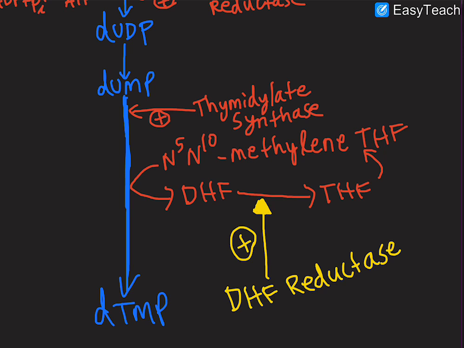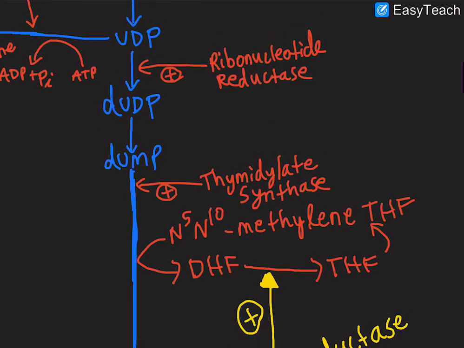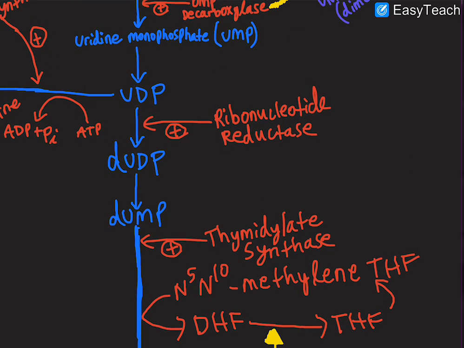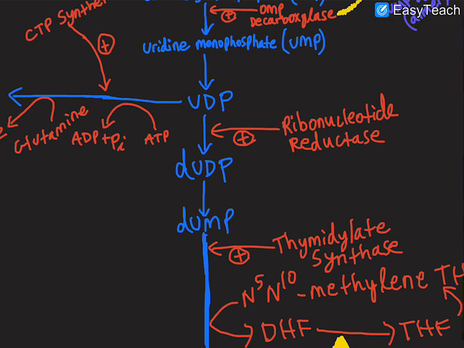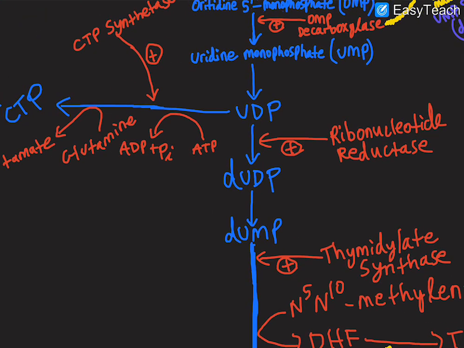So now that we have deoxythymidine monophosphate, we have deoxyuridine monophosphate, or specifically uridine monophosphate right here. We have both of those. Now let's see how we can start working with cytidine and cytosine.